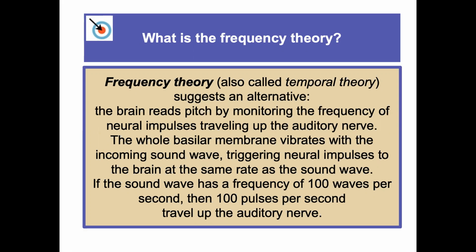Now, the frequency theory, which is also known as the temporal theory, is a little bit of an alternative, but they actually end up working together. The brain reads pitch by monitoring the frequency of neural impulses traveling up the auditory nerve. The whole basilar membrane vibrates with the incoming sound wave, triggering neural impulses to the brain at the same rate as the sound wave. If the sound has a frequency of 100 waves per second, then 100 pulses per second travel up that auditory nerve.